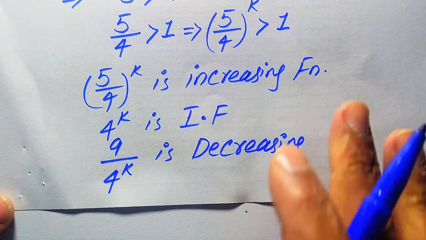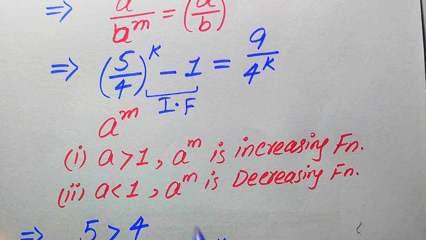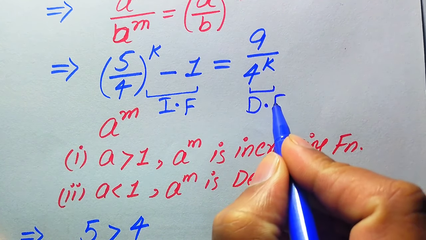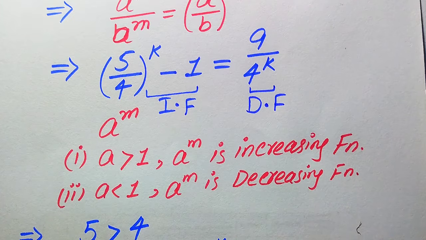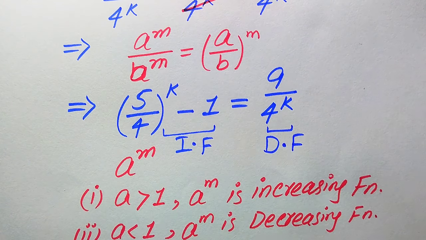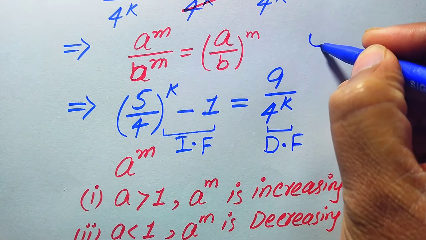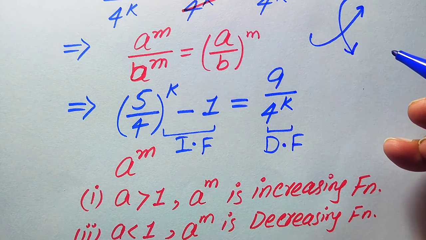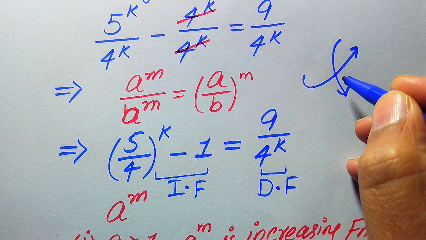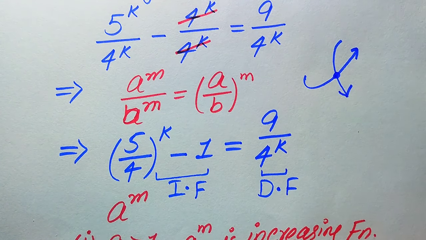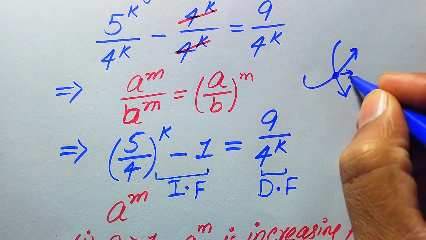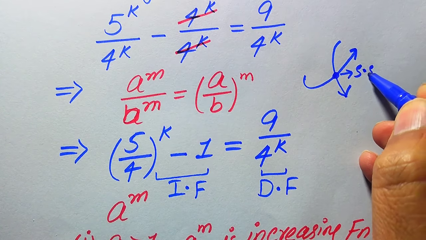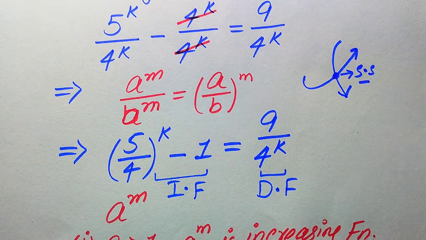In this equation the left hand side is an increasing function and the right hand side is a decreasing function. You know about the graphs of increasing and decreasing functions. An increasing function looks like this, and a decreasing function looks like this, and they always intersect at only one point. This point is the solution of this equation, and now we need to find that point.